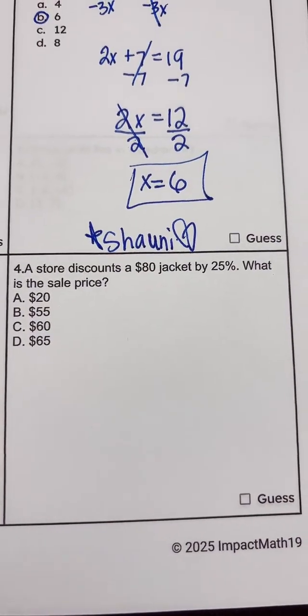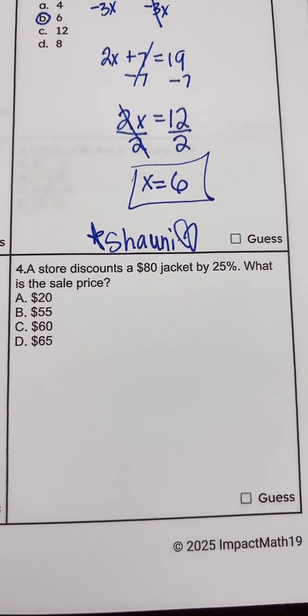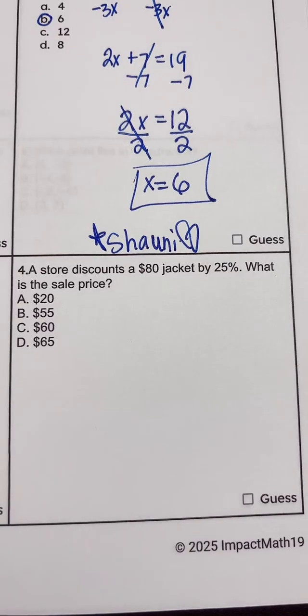Number 4. A store discounts an $80 jacket by 25%. What is the sales price?